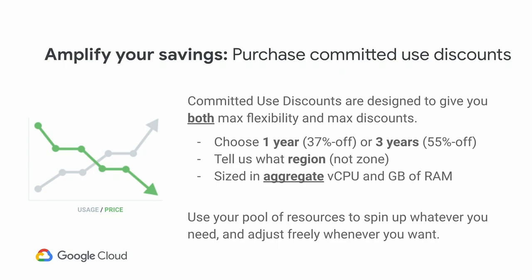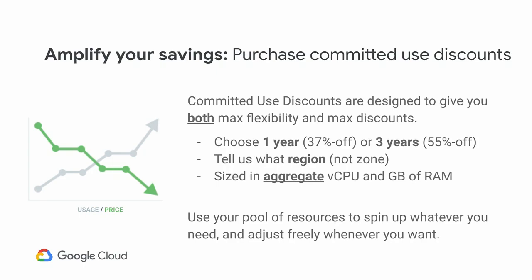So with a committed use discount, you tell us in aggregate what you want. So you could say, I want 10,000 cores and 50,000 gigabytes of RAM. You don't have to tell us the machine shapes or specific zones or operating systems. And so as you start spinning up those VMs, if things have to change, those VMs shut down and come back, or you change instance types within the general purpose pool or the memory optimized pool, the discounts will just accrue.